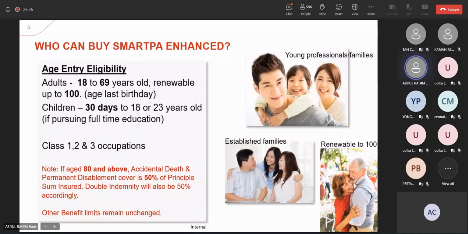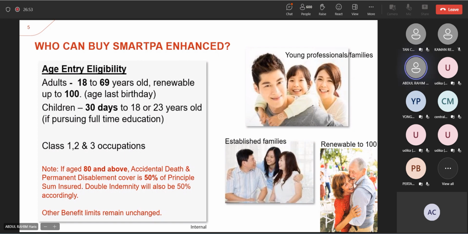Some may not see the slide, you may have to join in again, or there may be some slowness in the Wi-Fi. But I hope you're seeing this. It should be slide number 5 about the age entry eligibility.